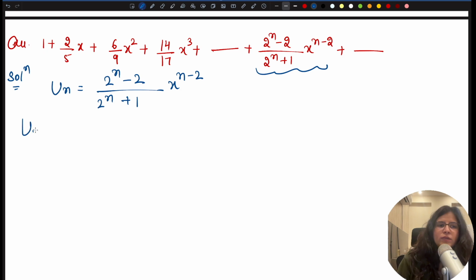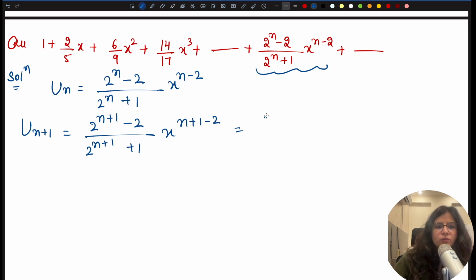You find un plus 1. It is equal to (2 to the power n plus 1 minus 2) divided by (2 to the power n plus 1 plus 1), x to the power n plus 1 minus 2. This is equal to (2 to the power n into 2 minus 2) divided by (2 to the power n into 2 plus 1), x to the power n minus 1.